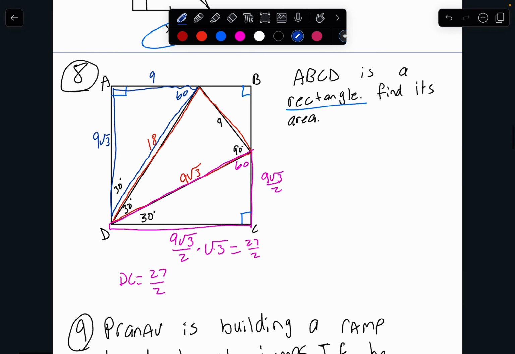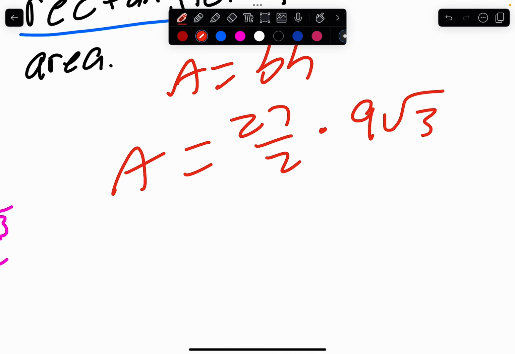Well, the area of a rectangle, if we do that work, area equals base times height. So the area would equal the base, 27 over 2, times 9 root 3. That's like 9 root 3 over 1. We got to do 9 times 27.